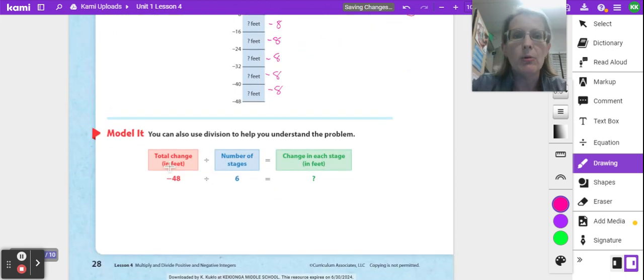Or we could do the number way. How many feet total divided by how many stages equals the number in each stage. So we know she went negative 48 total divided by 6 stages, and 48 divided by 6, we just divide like normal. 48 divided by 6 is going to be 8. And a negative divided by a positive has the same rules as multiplying. A negative divided by a positive is a negative 8.